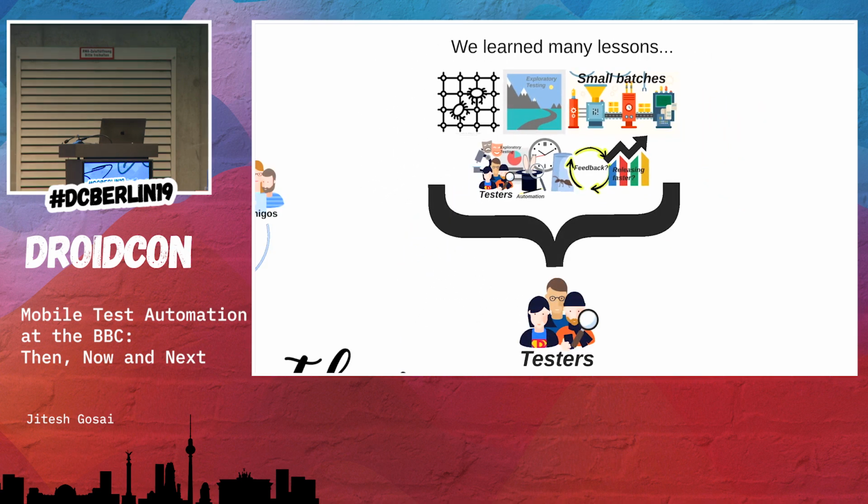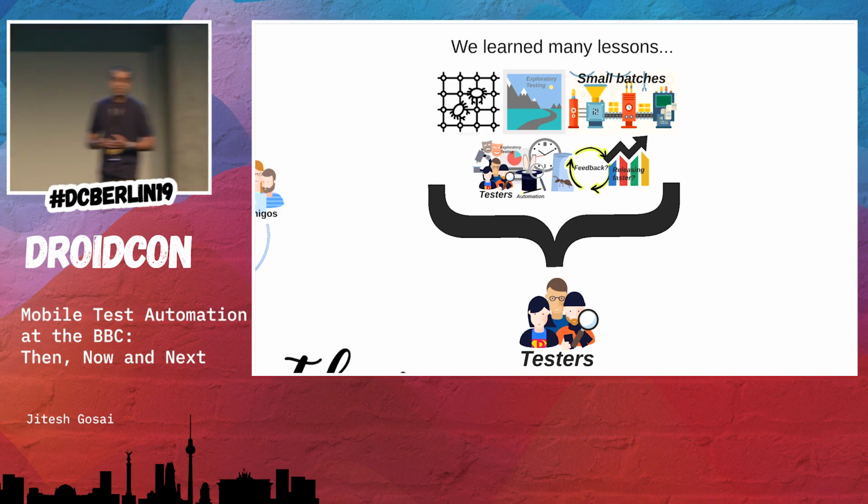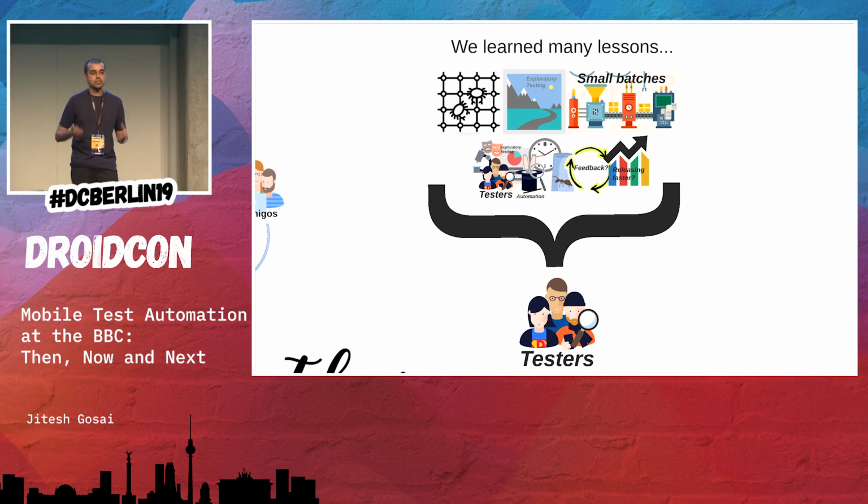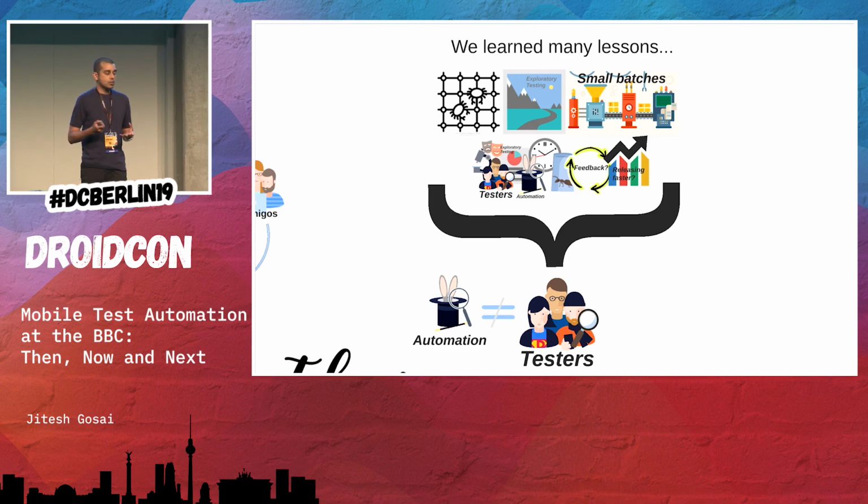And so from all of this, what we started to do was use our testers for what they're really good for: understanding the domain, understanding our product, and understanding how our end users use it. And in all of this, we realized that automation can't replace your testers. They're not the same thing. They can aid your testers, but will never replace them.